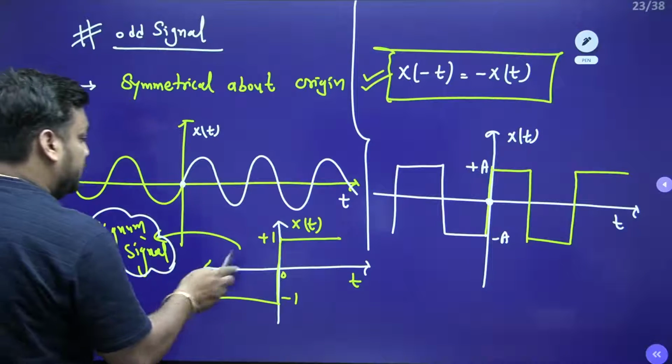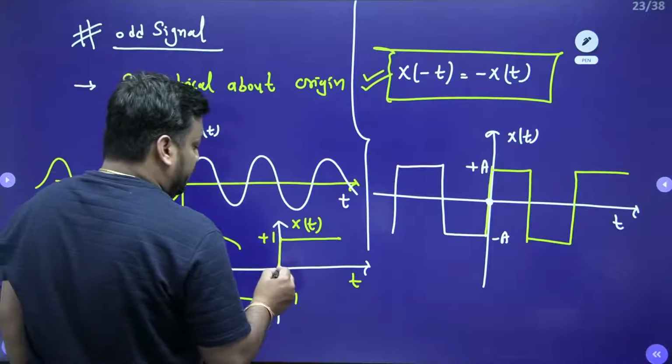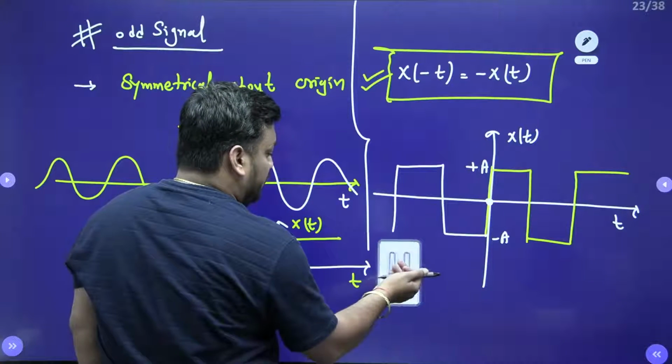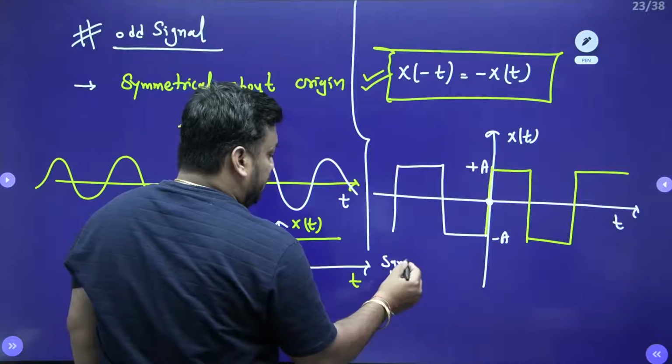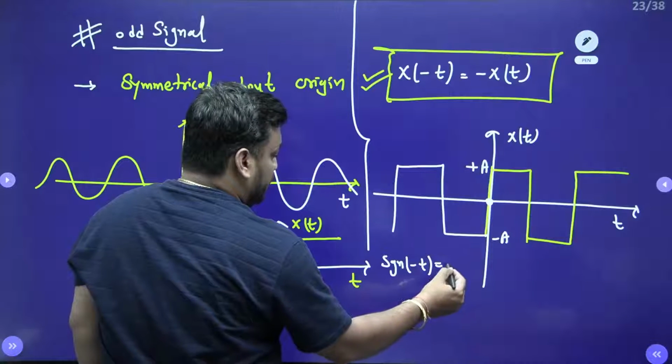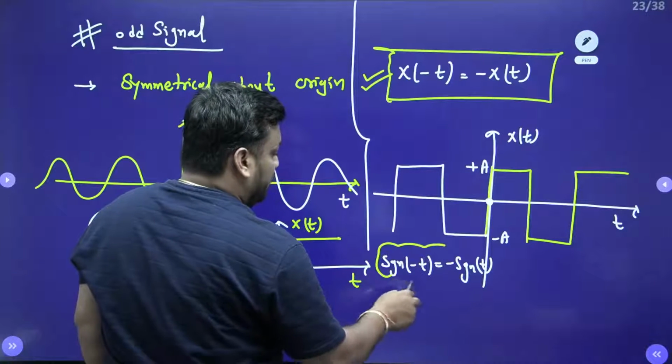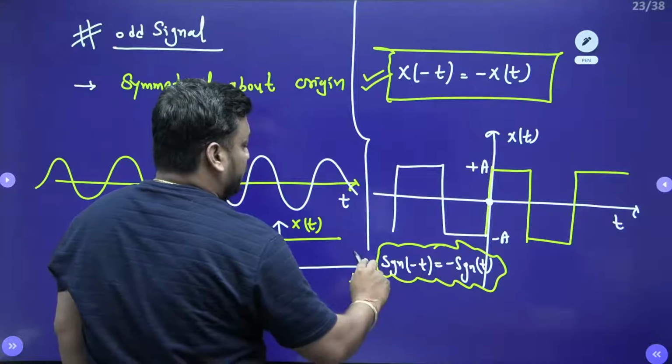So is the signum signal even or odd? You must say that it is symmetrical about origin, so it is an odd signal. It means the signum function of minus t is nothing but minus signum function of t.